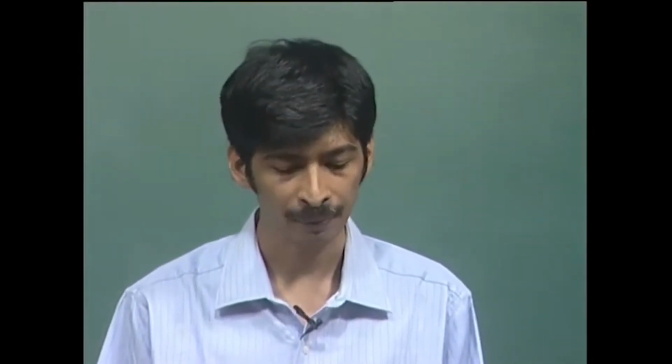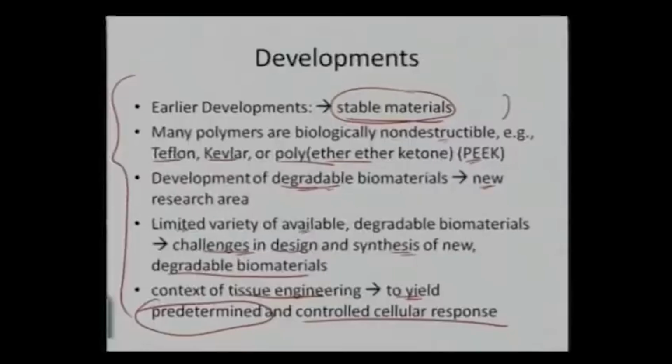So, in terms of development, the early work was done on stable materials, and many are available which are highly resistant to biological attack: polyether ether ketone, Teflon, Kevlar, and many others. The development of degradable biomaterials is a new research area, because it requires many technicalities in designing the material, determining its dissolution rate, and controlling the cellular response, that is, how the cells will respond to the implanted degradable polymer. It introduces much more complexity in designing degradable polymers, and that is where the new research is being targeted.